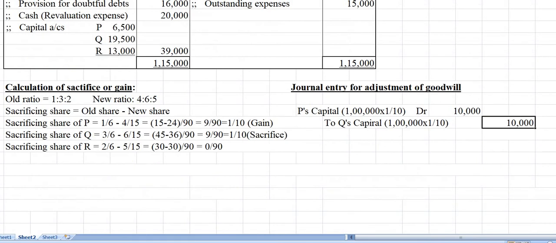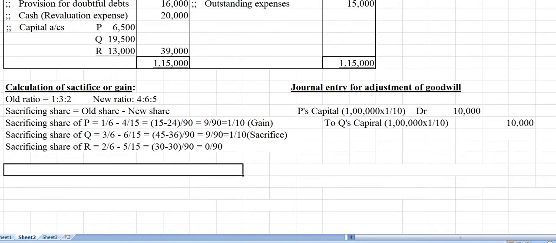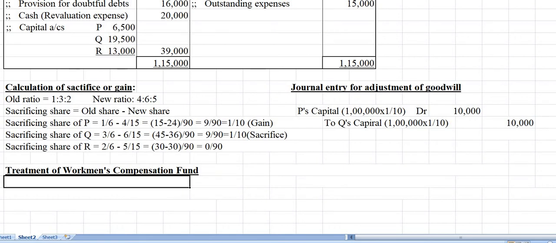Then another thing which we've left there is workmen's compensation. Workmen's compensation we have written 40,000. Here we are going to see how to write that journal entry. So treatment of workmen's compensation fund. This is for understanding purpose. What we are writing here is the working note. Okay. So workmen's compensation fund we will write like this.